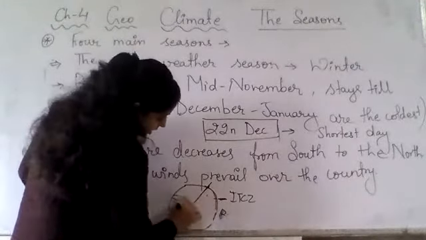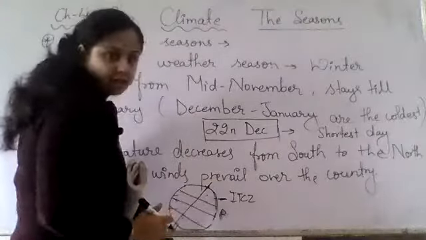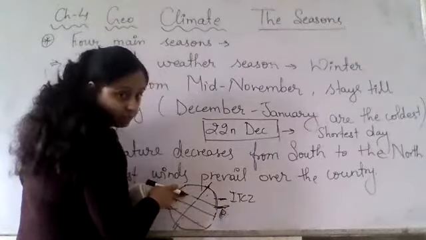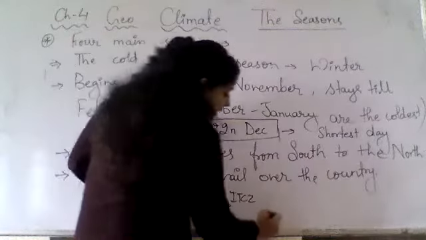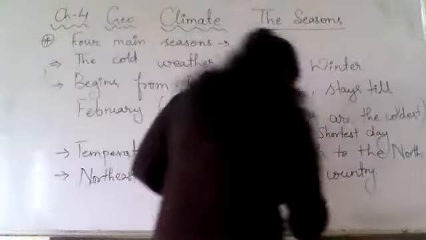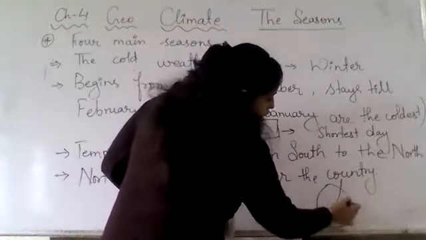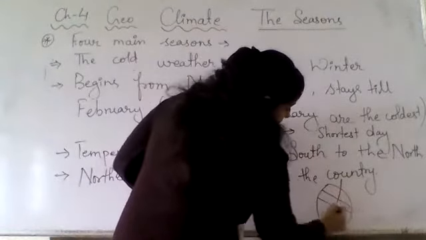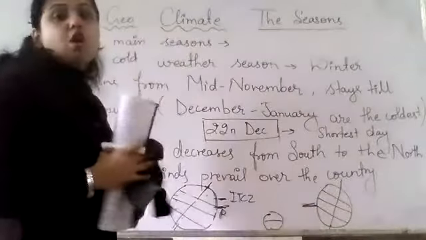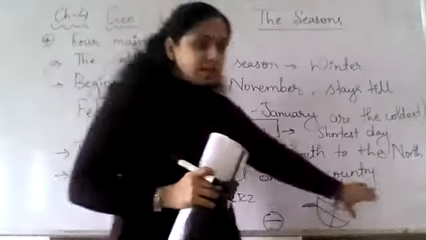It is like this. This is the equator. This is the Tropic of Cancer. This is the Tropic of Capricorn. Yes, so here sun rays are coming. This Tropic of Cancer is getting maximum sun rays. When it comes in the middle, the equator will get the maximum sun rays. Now when it comes to this side, the Tropic of Capricorn will get the maximum sun rays. So this is the summer season. This is the winter season.